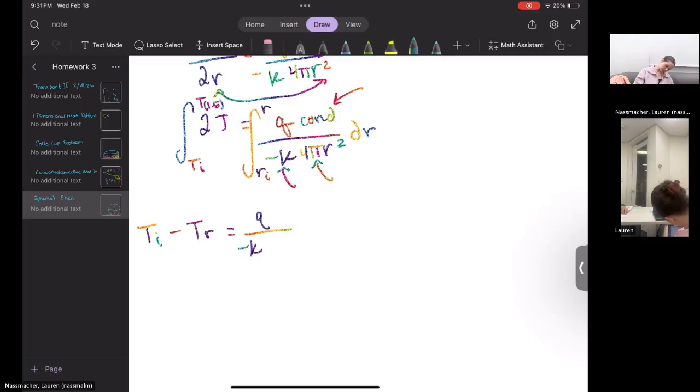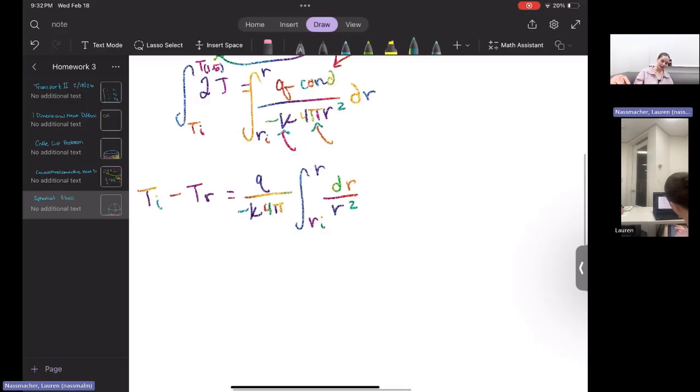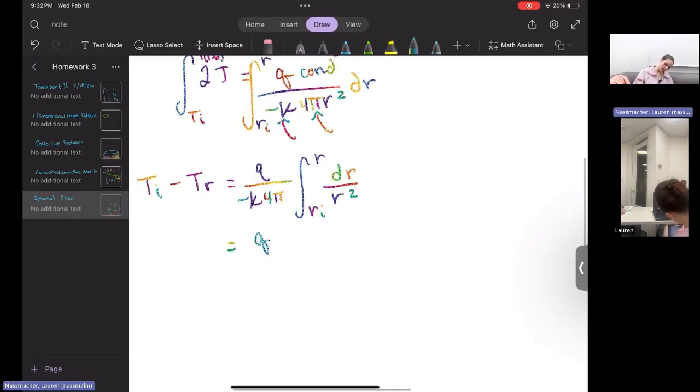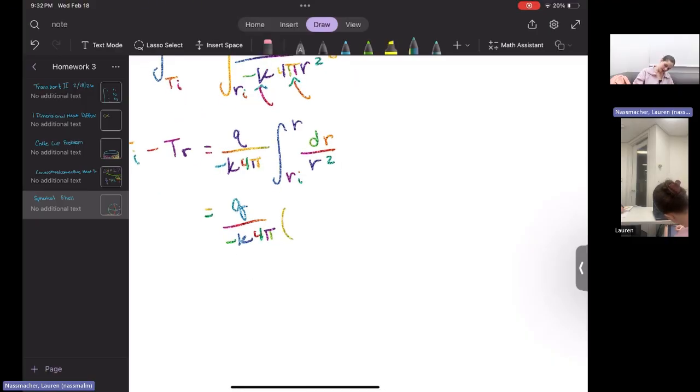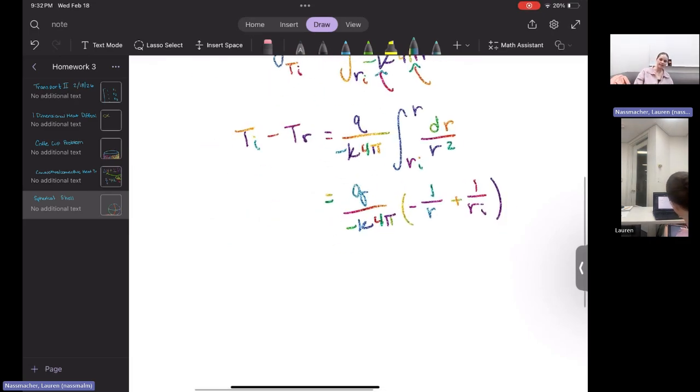We get this little subsection here, integrated from our inner radius to our outer radius, and that's what we want to integrate. So our final basic equation is negative 1 over r plus 1 over ri. Kind of wrote that in a strange way. I could flip it around so it looks nicer, but I decided not to because that's not how I see it in my head.